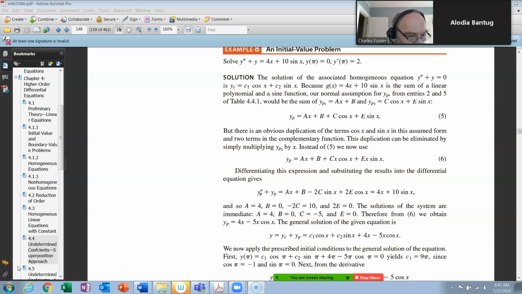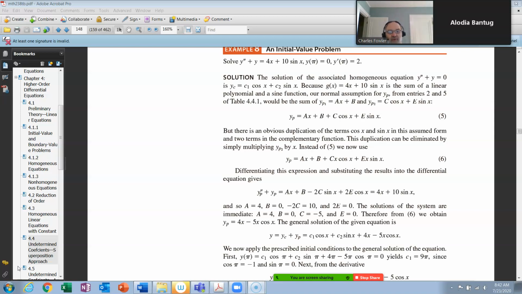Okay, we're in chapter four, higher order differential equations, section 4.4, undetermined coefficients, a superposition approach. Now, just a little bit of review of where that's coming from. In 4.3, we talked about higher order differential equations. We're talking about linear differential equations, higher order linear differential equations. 4.3 were homogeneous linear higher order differential equations.